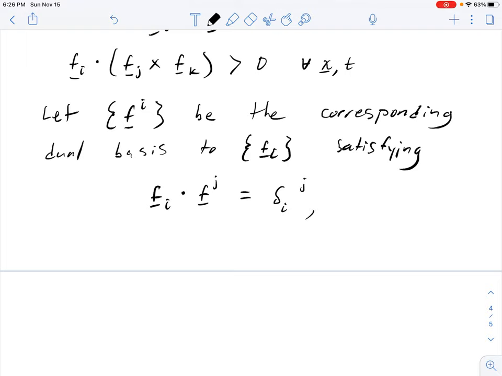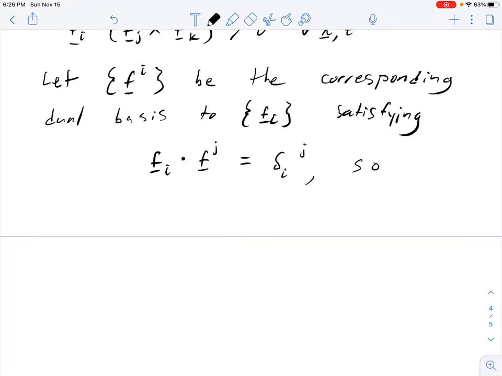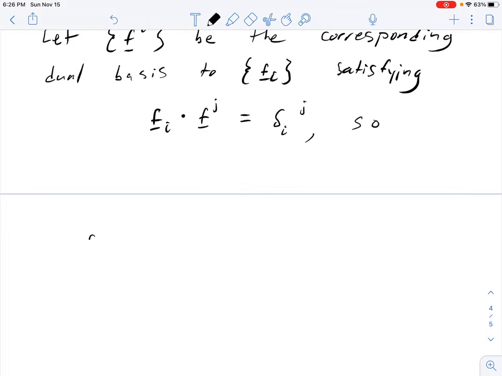All right, if that is equal to delta ij, which is not a function of time, then the time derivative of this whole shebang has to be equal to zero. So the time derivative of F_i dot F^j is equal to zero, which is equal to F_i dot-dot F^j plus F_i dot F^j dot.